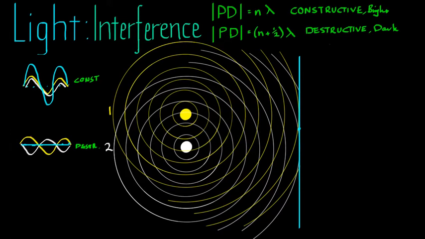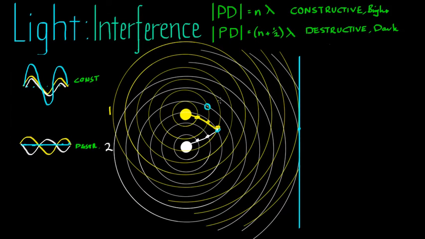So say I take a point here, and I draw a path from point source 2 and a path from point source 1. The path from point source 1 is 1, 2, 3 wavelengths, and the path from point source 2 is 1, 2, 3 wavelengths. So when the waves of light from 1 and 2 arrive here, they'll look like this. They'll be matched up in phase.